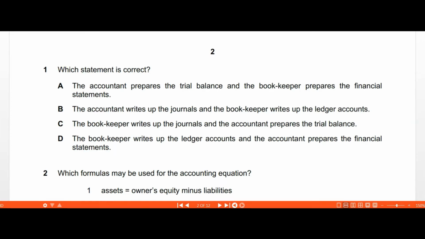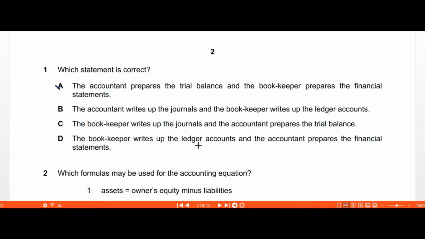A, the accountant prepares the trial balance and the bookkeeper prepares the financial statements. No, this is not true. Why? Because the accountant is actually the one preparing financial statement. Part B, the accountant writes up the journals and the bookkeeper writes up the ledger accounts. This is also not true. The bookkeeper writes up the journals and the accountant prepares the trial balance. Not really, because the bookkeeper is recording the day-to-day transactions.